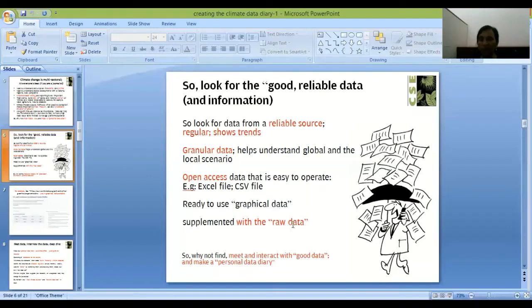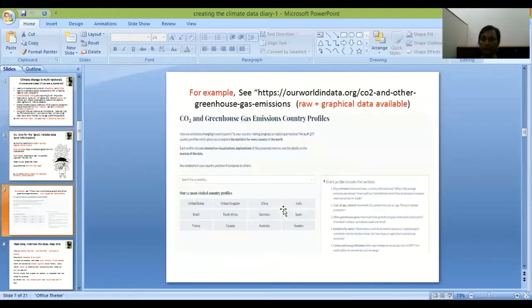I think by this time you must have been convinced that to do all this, we have to have a good diary. So let us meet and interact with data and try to make our own personal data diary. For example, as I already told you, look for sources with raw and graphical data available on the websites. And this is the simplest and the most powerful website that I always come across and always recommend to everyone.